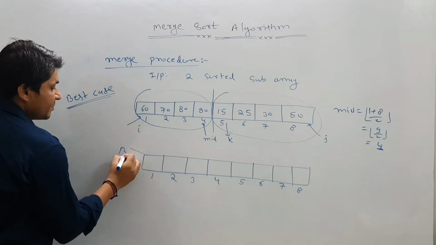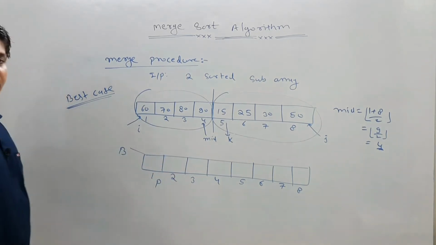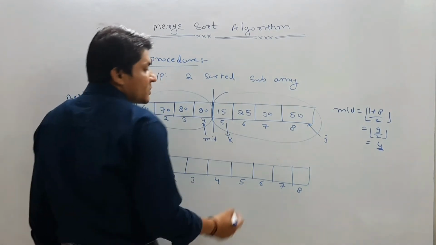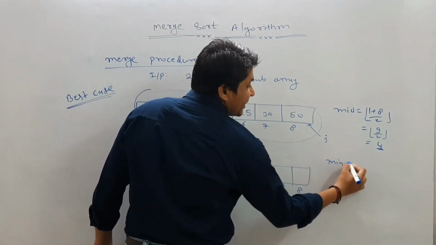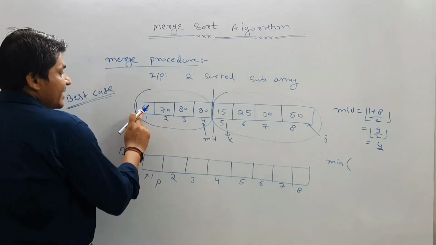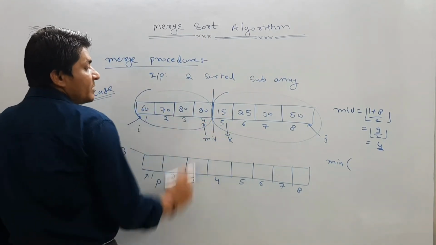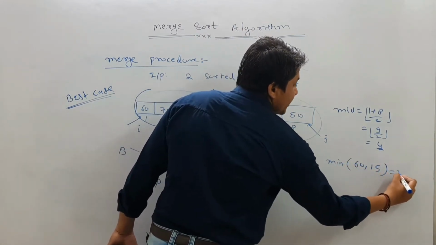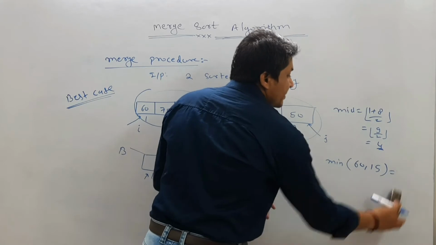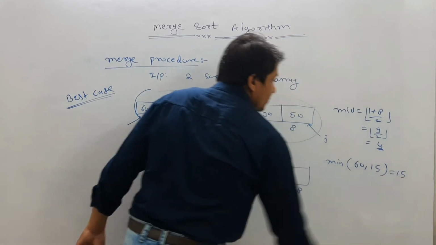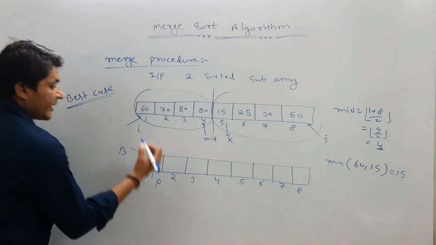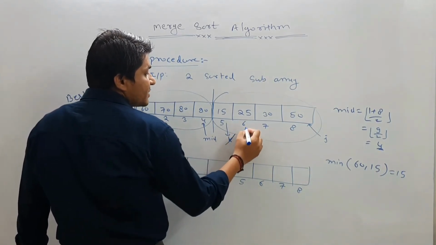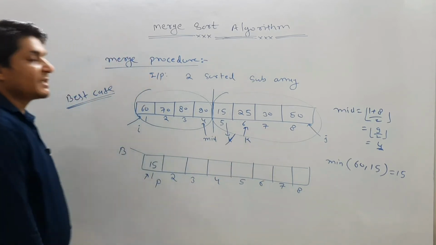So the name of the array is, let's say, B, and P is the pointer which is pointing to the index number 1. So what we will do? Simply we will compare. We will find the minimum of the first element of the first array and the first element of the second array. So which is the minimum of 60, 15? Now which one is minimum? Minimum is 15. So we will copy 15 in this array. Now we will simply increment the value of k. So now k is pointing to the second location, meaning index number 6.